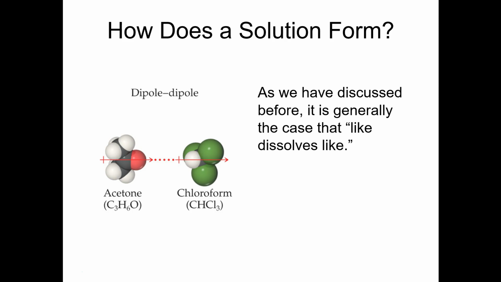This doesn't necessarily only apply, obviously, to aqueous solutions. As we've said before, here's an example of chloroform and acetone, which are two organic solvents. Neither of them can hydrogen bond, but they are both polar. Acetone is more polar than chloroform, but they both have a permanent dipole, and therefore they are going to interact by dipole-dipole interactions. And acetone and chloroform are miscible in each other. That is, they are freely soluble in each other in all proportions.